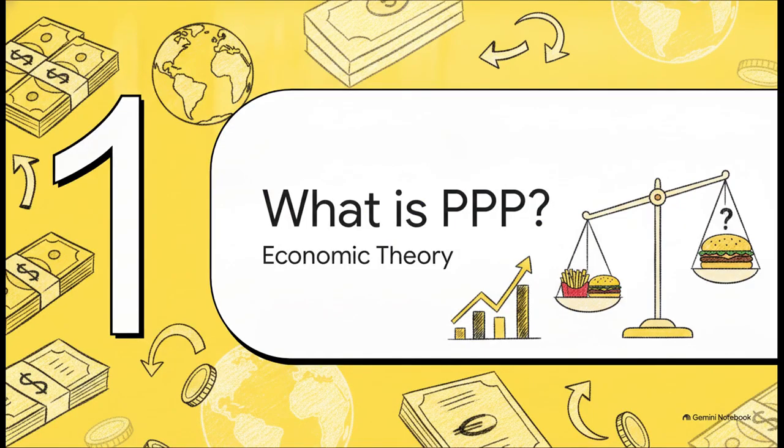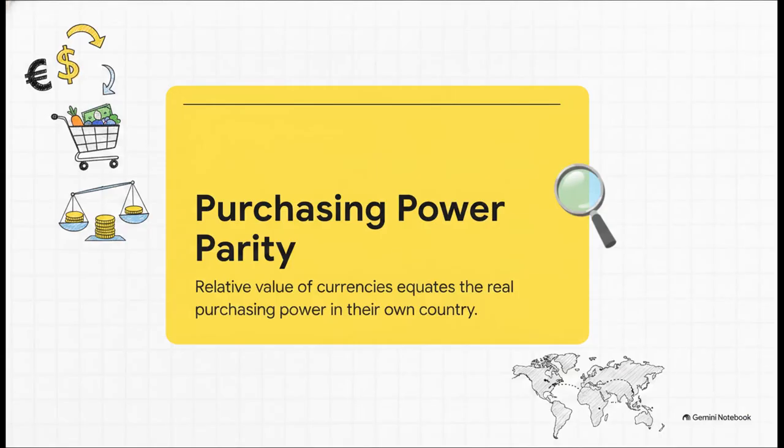Section 1. What is Purchasing Power Parity? Okay, let's dive into this. Purchasing Power Parity, or PPP, is an economic theory. It posits that the relative value of different currencies equates the real purchasing power of each currency in its own country. I know, that sounds like a bit of a mouthful, right? Let's break that jargon right down.